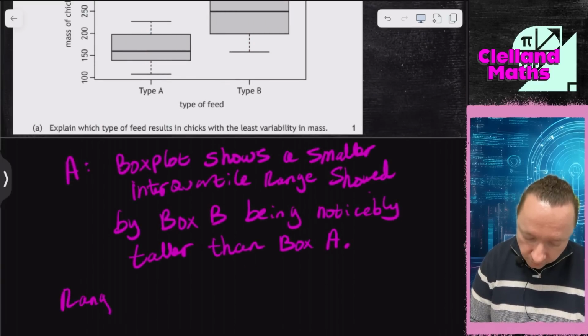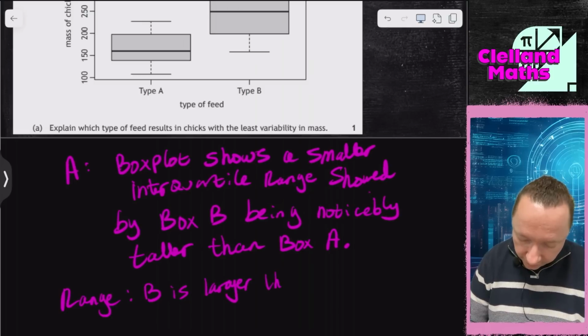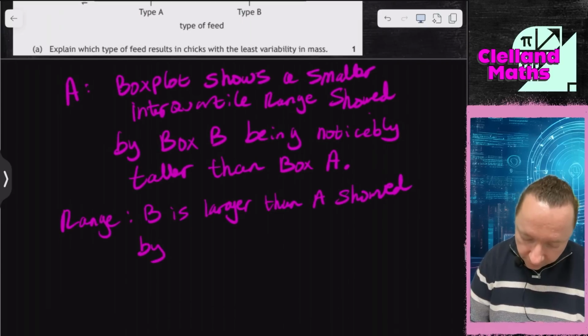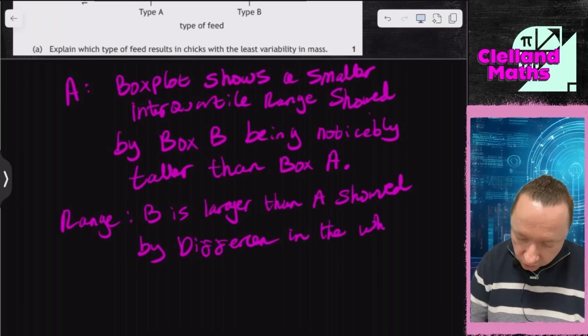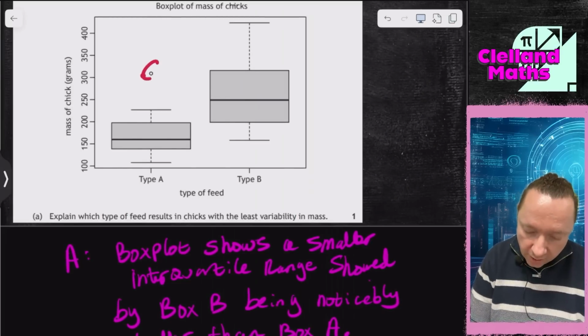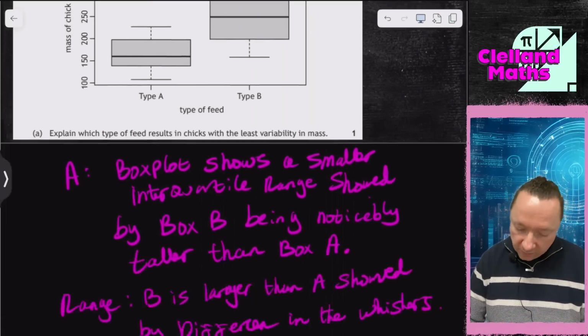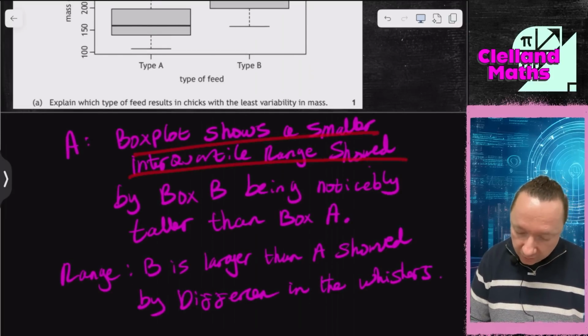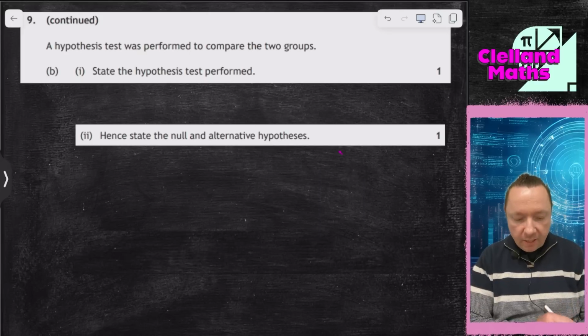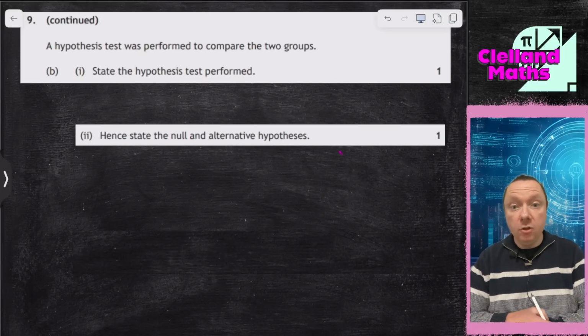Looking at the range, B is larger than A, showed by the difference in the whiskers. You could also mention this outlier here, or you could say no outlier, but to be honest with you, it's only worth 1 mark. I think that will be enough. Box plot A shows a smaller interquartile range, showed by box B being noticeably taller than A. I think that's enough. So question 9, part B: a hypothesis test is being performed to compare the 2 groups.